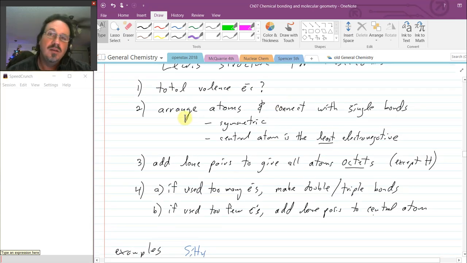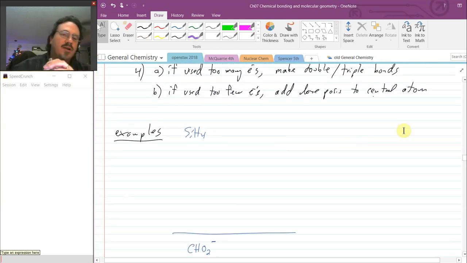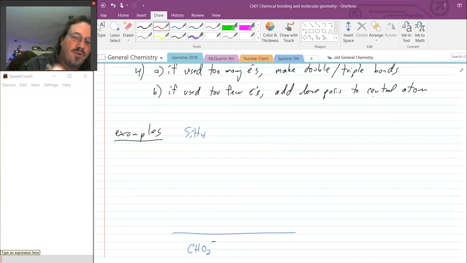Often though, you will not have the right number of electrons. If you use too many of them, we're going to remove some electrons, but we can maintain octets by giving double and triple bonds. I'll show you that. If you use too few of them, add the extra lone pairs of electrons to the central atom. Alright, that probably is very hard to understand if you were just given it. Many examples will help. Alright, so the first one here, silicon with 4 hydrogens.